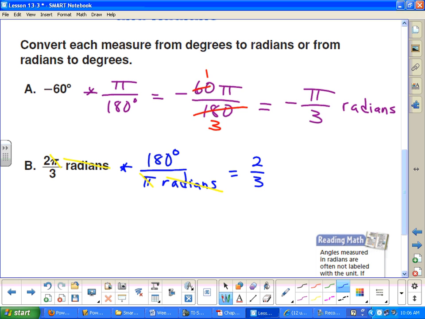2/3 times 180. And so you can do this a couple different ways. You can say, okay, 3 goes in 180 60 times, right? And have 2 times 60. Or I can do 2 times 180 and divide that by 3. However you want to do it, you get 120 degrees. Okay. All right, so to convert from degrees to radians, we multiply by pi over 180. To convert from radians to degrees, we multiply by 180 over pi.